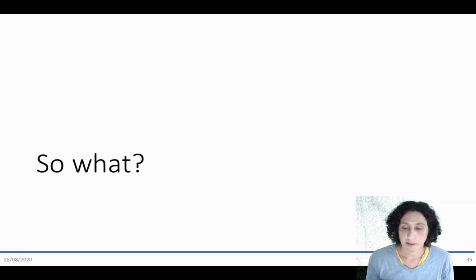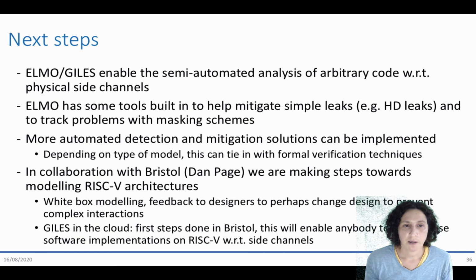So what? So I'm coming to the end of my talk. It's kind of nice. So we are really fond of Elmo and Giles. They help with the semi-automated analysis of arbitrary code. I mean, one of the cool things about our methodology is that you are not fixed to whatever fixed instruction sequences, what you typically get when you are templating in a naive way. You can run any piece of code through Elmo and it will output a reasonably accurate leakage description.